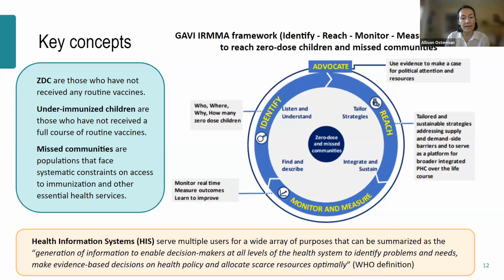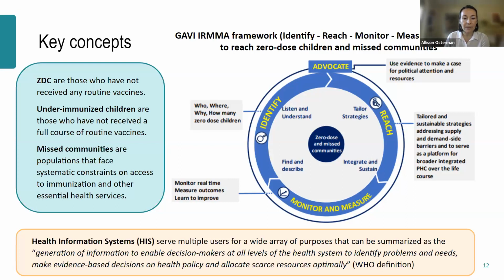And then on the right-hand side of this slide is a graphical representation of Gavi's IRMMA framework. The framework describes the intervention areas or steps that are needed to vaccinate zero-dose children and mixed communities. And as you can probably tell by the title of the landscape analysis, we were specifically focused on the identify, reach, and monitor intervention areas.